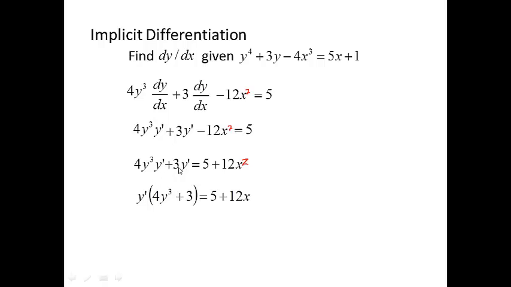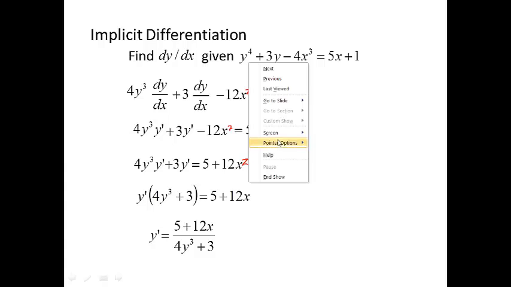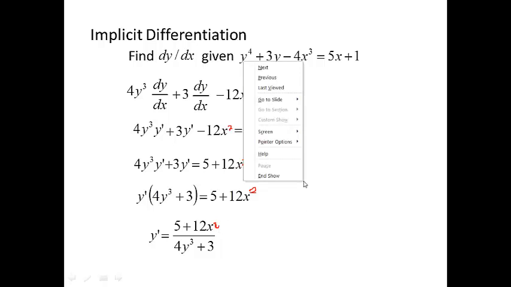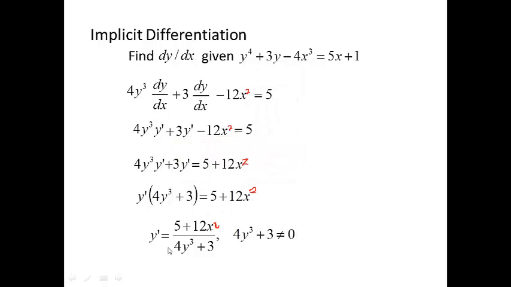So, and then we factor out the dy dx, and then we divide both sides by this, our factor, okay? And then we get that. Just let me put a little squared here too. And right here. That's pretty good for doing it with a mouse. All right. And that's your final answer. Make sure you say that the denominator doesn't equal 0, and we're finished.